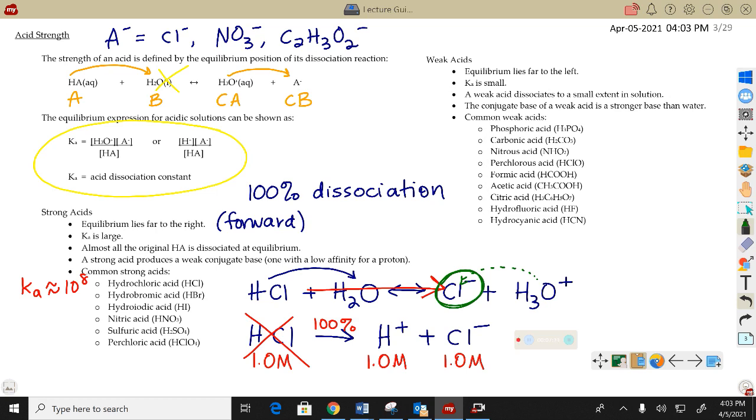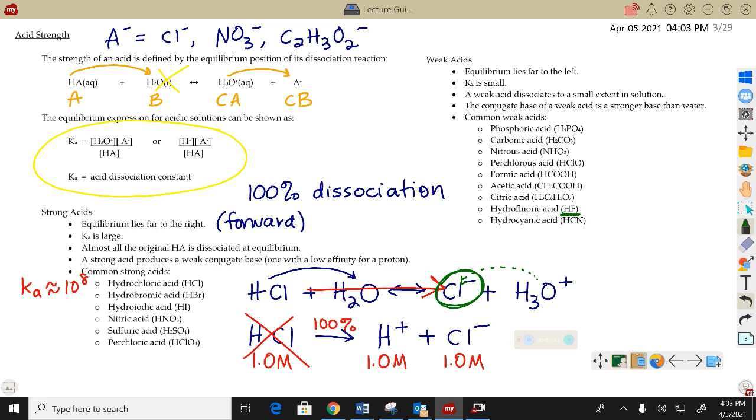Common strong acids are things that you're probably familiar with, like hydrochloric, hydrobromic, hydroiodic. So most of the halogens, just not hydrofluoric, nitric acid, sulfuric acid, things that we've commonly probably used.